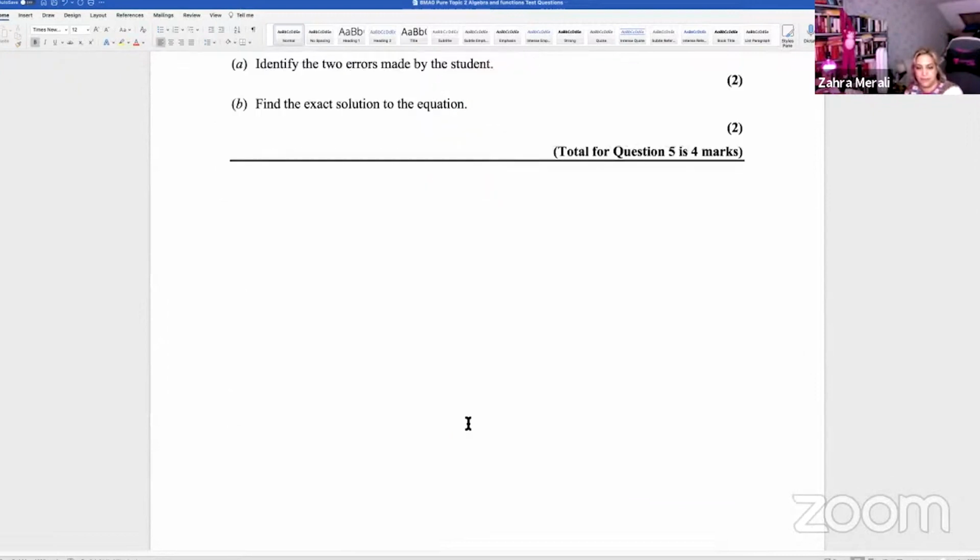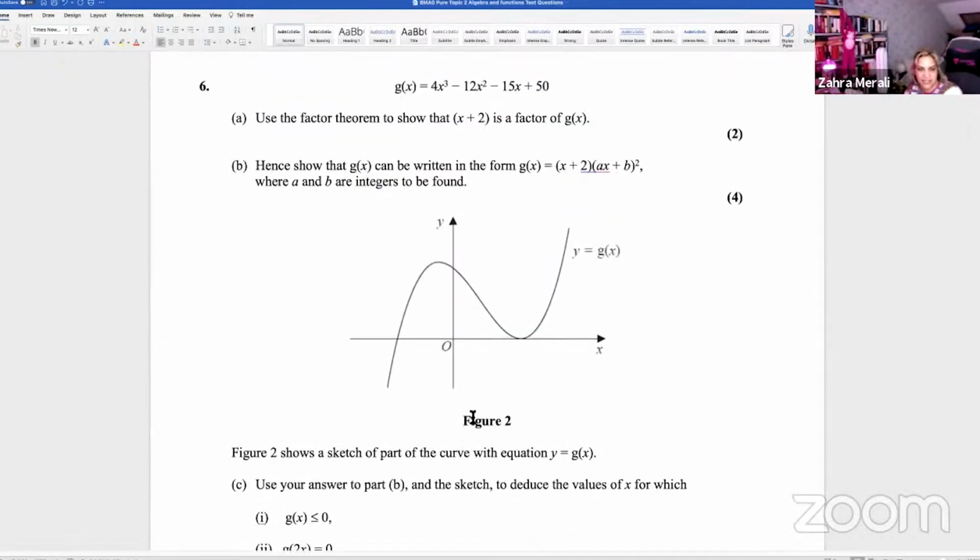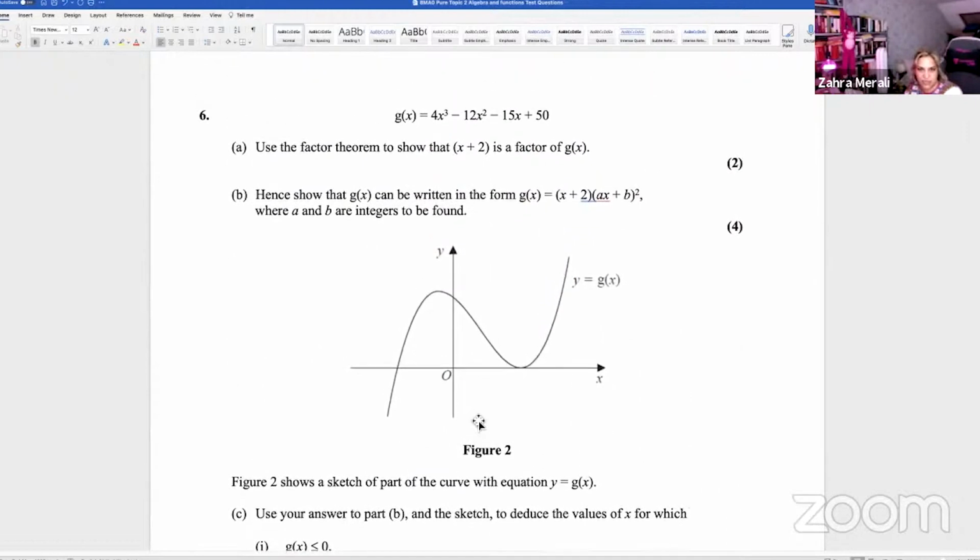Okay, oh, it's another graph question. Like I said, these are nice questions. Right, so to start with, use the factor theorem. So this is your nice easy bit.